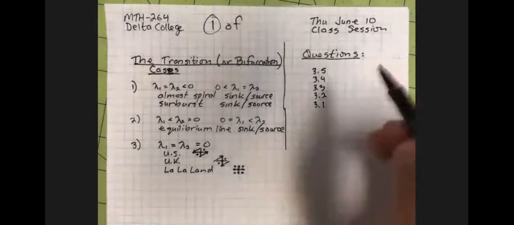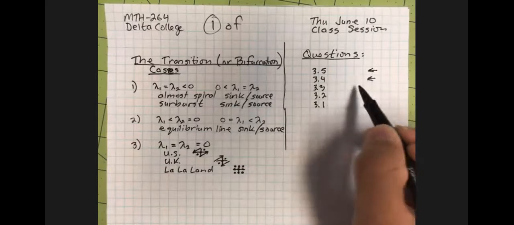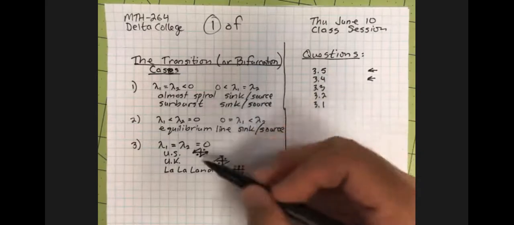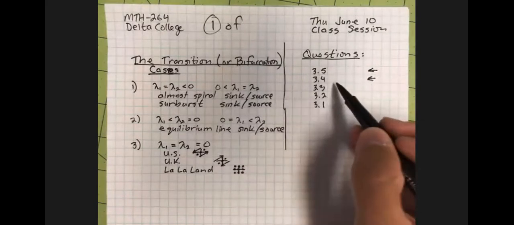Now, tonight you are submitting a problem from 3.5 and 3.4. 3.5, the transition cases, we'll give you some examples here. We'll pick some problem out of the book. 3.4, the complex number arithmetic case.